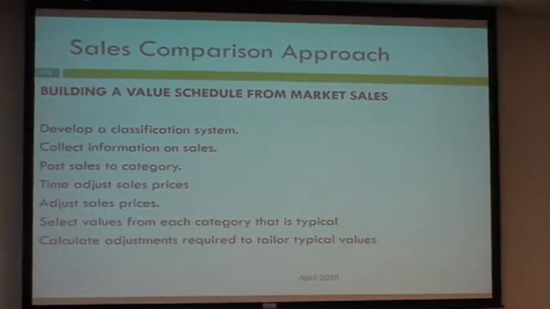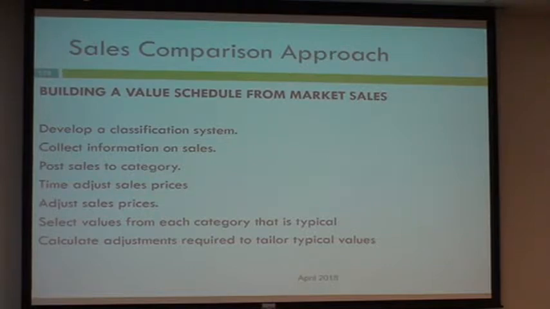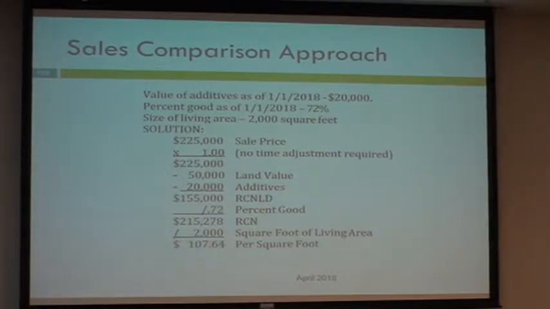Typical value per unit of measure, and then a calculated adjustment is required to tailor to a typical value. Here's an example, and what happens, it's really easy to mess this up sometimes, okay? If we know we're trying to find value of an additive from January 1st, 2018, we know the value of additives is 20 grand. So the additives reflects 20 grand in this picture. We know the percent good is 72,000.